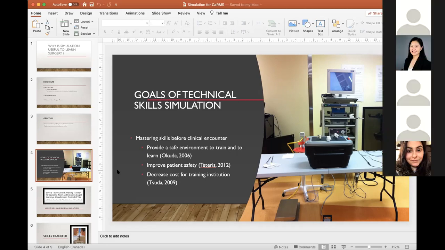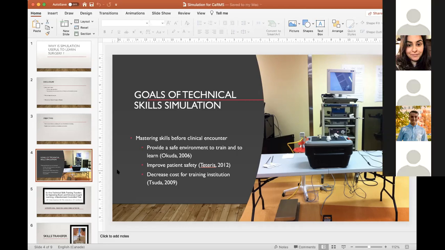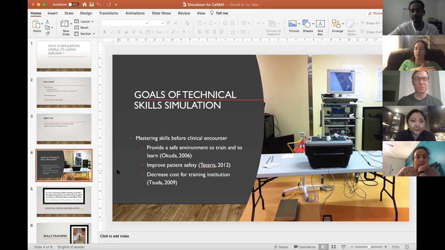And it does decrease the cost of training for institutions. Some studies have looked at how much it costs to train people in a Sim Center, acquire the material, and block the clinical time, and most of the simulators seem to be cost effective. So that's an argument for me to use with the program to justify sending you guys to the Sim Center, because it's a good investment of resources.